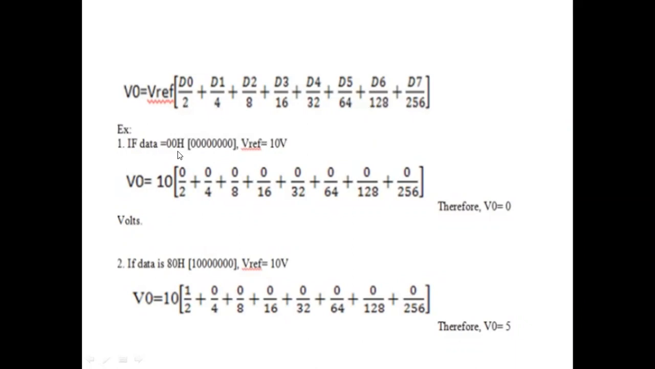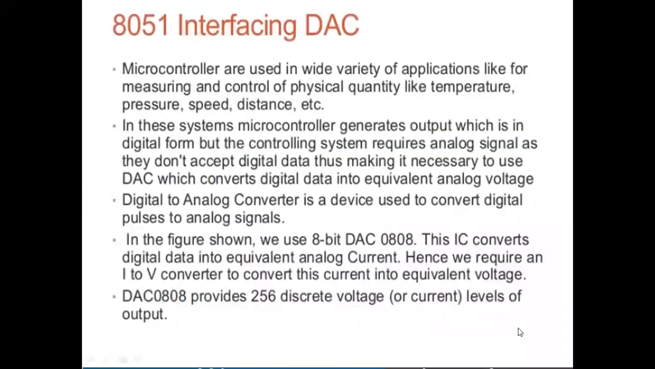Suppose the input value is 00H and the reference voltage is 10 volts. So we can calculate the output voltage with this formula. You are getting the output voltage as 0 volts. If the input data is 80H and the reference voltage is 10 volts, then the output voltage V naught you are getting is 5 volts.